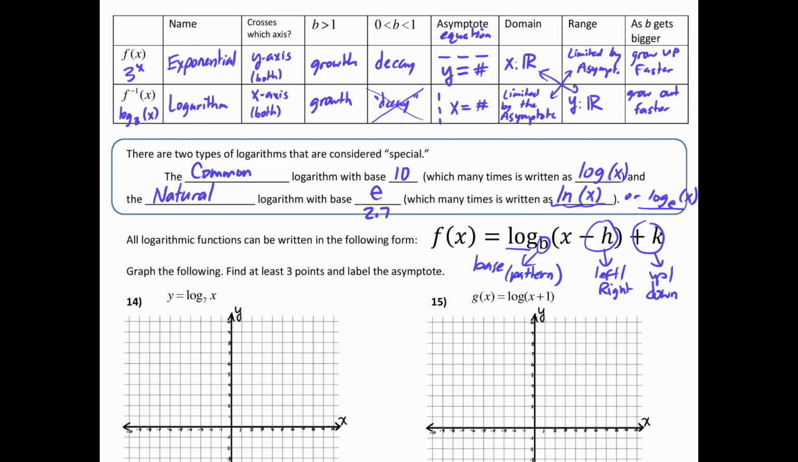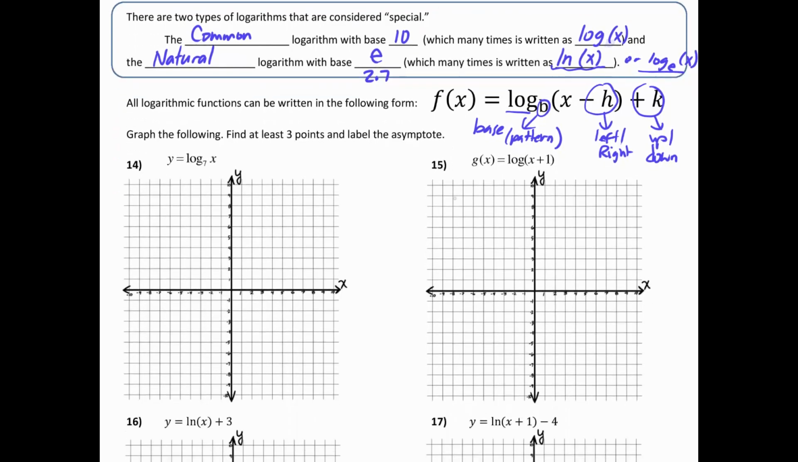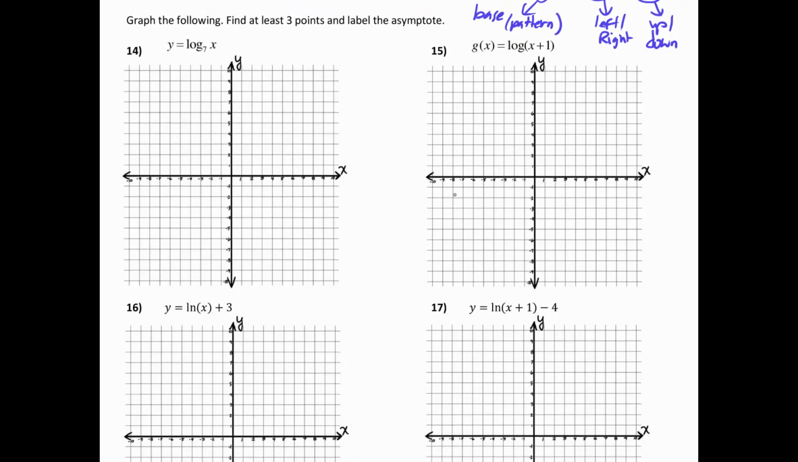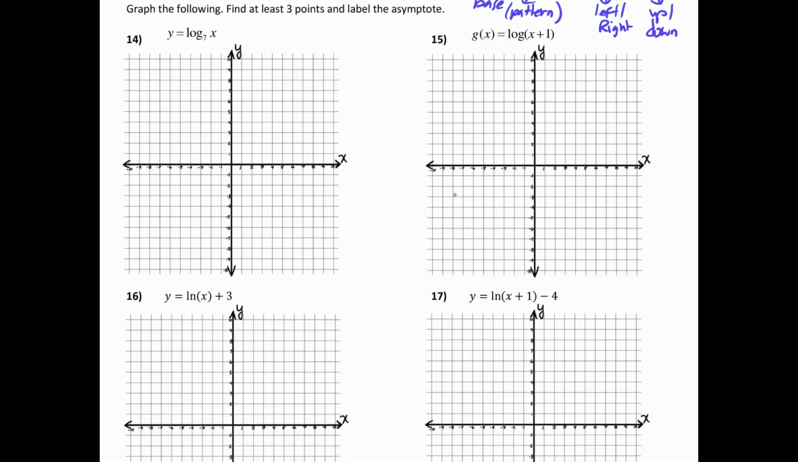The movements that we've been seeing are the same movements from the very beginning of the year, and that's really important. There is consistency in math. So let's go ahead and let's graph some of these. These examples will go fairly quick, and there's a series of steps to do them.